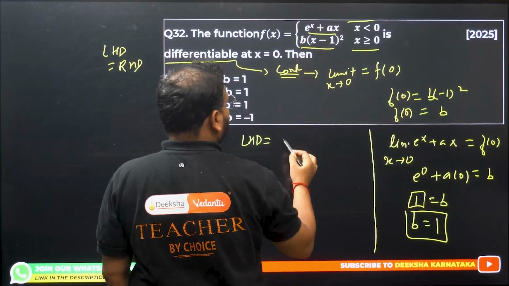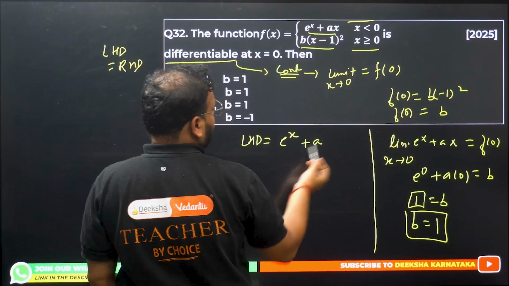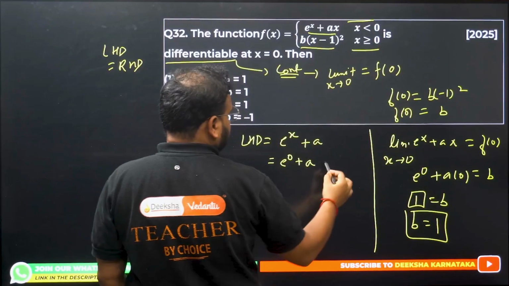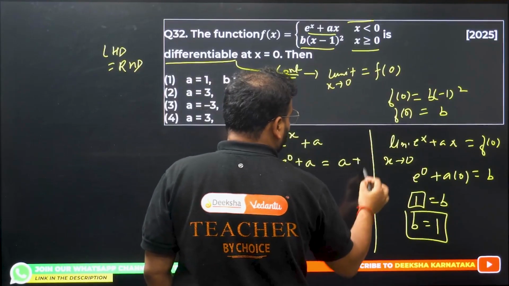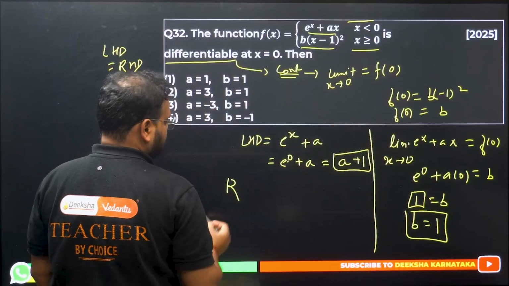First one, e power x will remain e power x. Differentiation of ax will be simply a. Put the value of x as 0, so you get here e power 0 plus a. How much is that? Simply a plus 1. That's my LHD. e power 0 is 1, right?